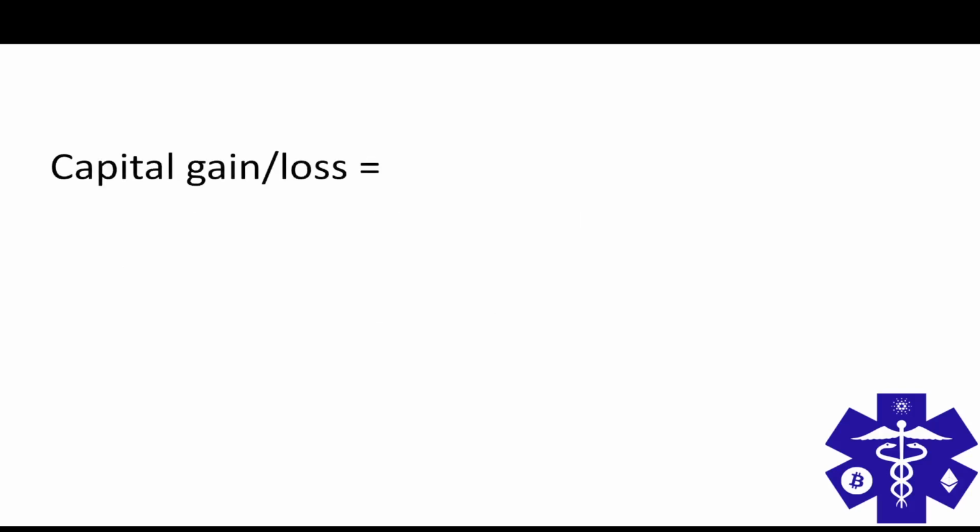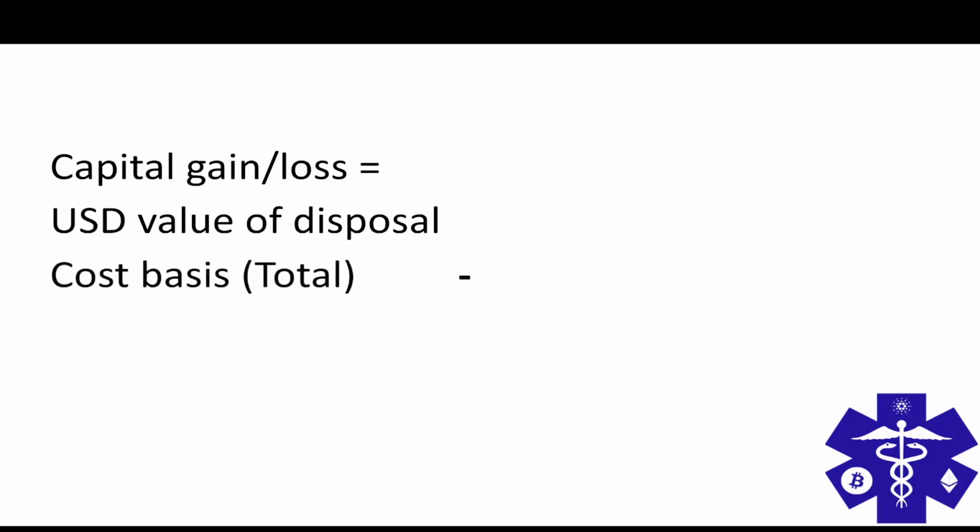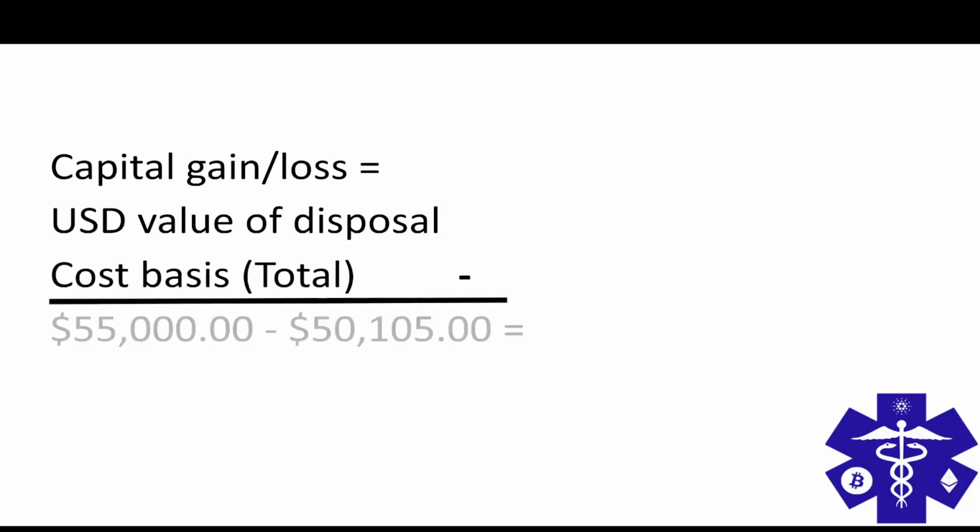So now what do we do with this number that we calculated? Well, we want to calculate how much our capital gain or loss is, and therefore how much is taxable income in our case. So the US dollar value of the disposed asset subtracted by the cost basis that we calculated. We mash all the numbers together.